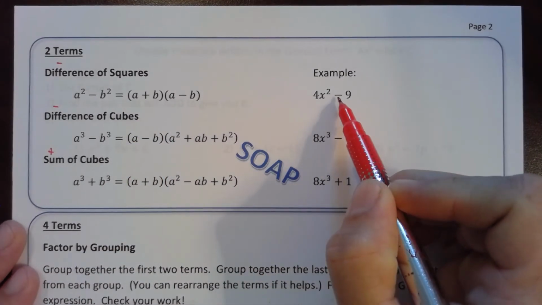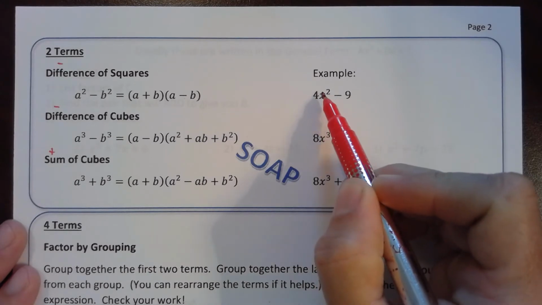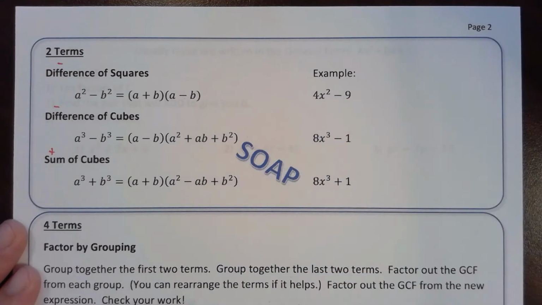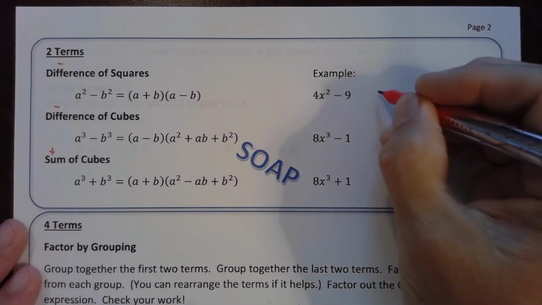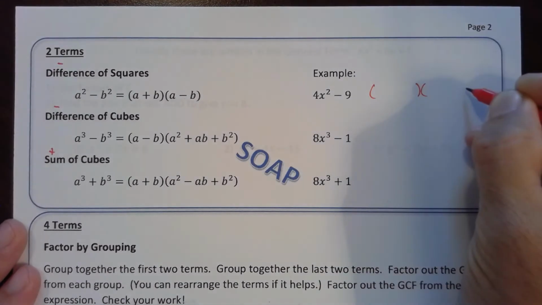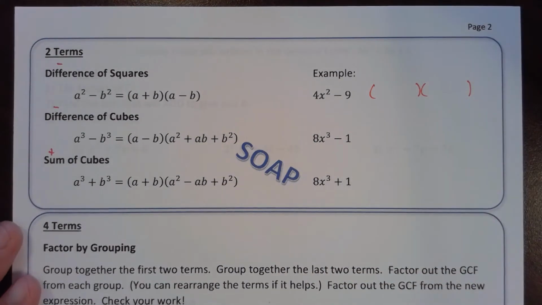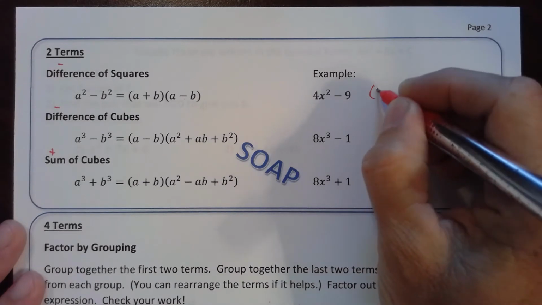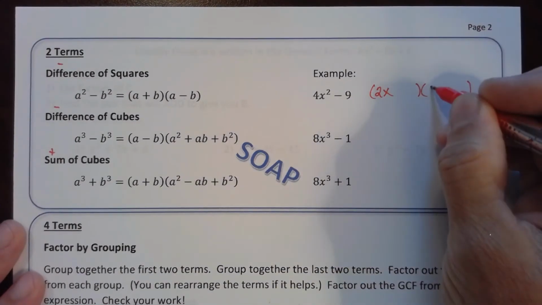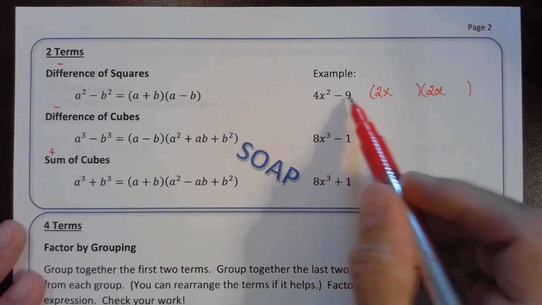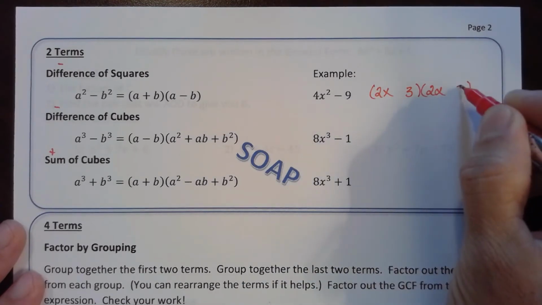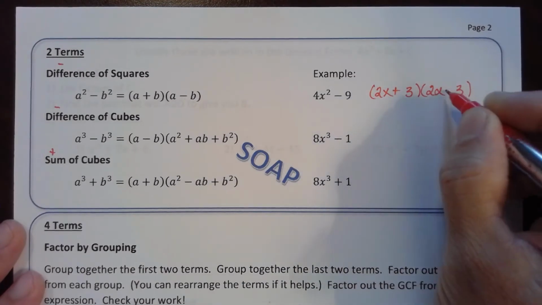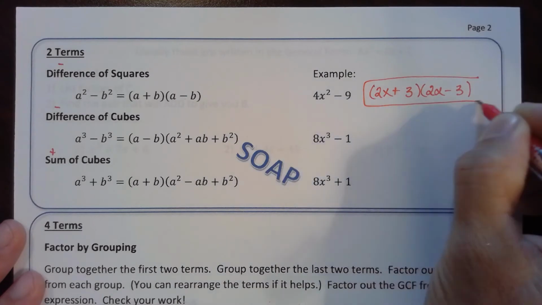This is a difference, this is a perfect square, and this is a perfect square, which means we have a difference of squares. So when we factor this, we're going to have 2 small parentheses. The square root of 4x squared is 2x. The square root of 9 is 3. And then we put a plus and a minus. All factored.